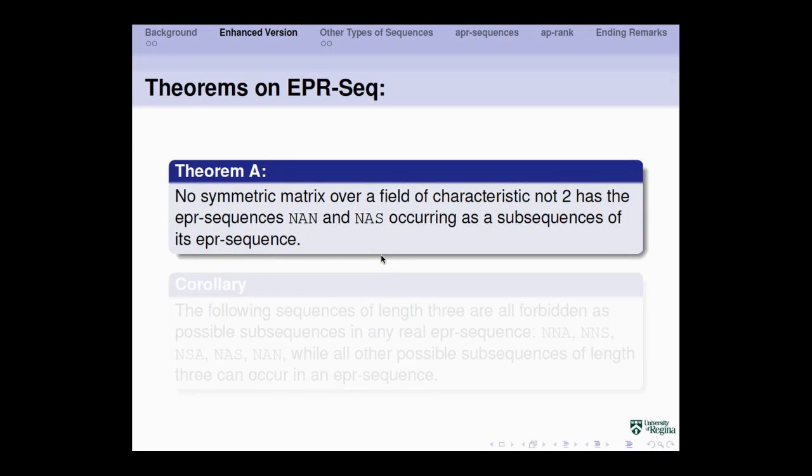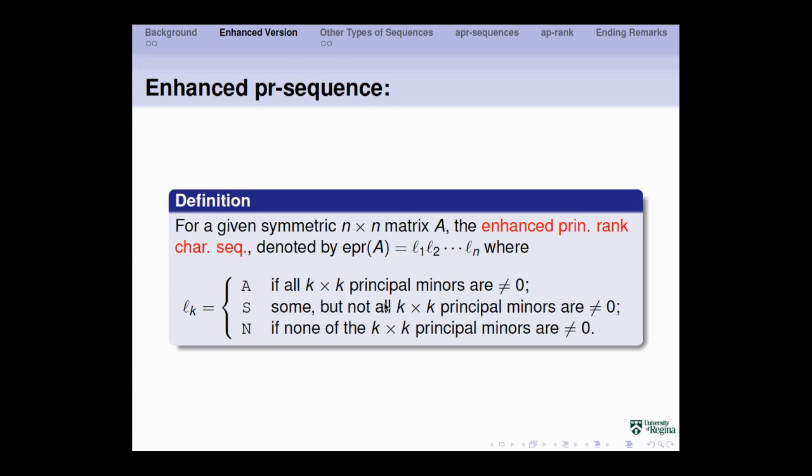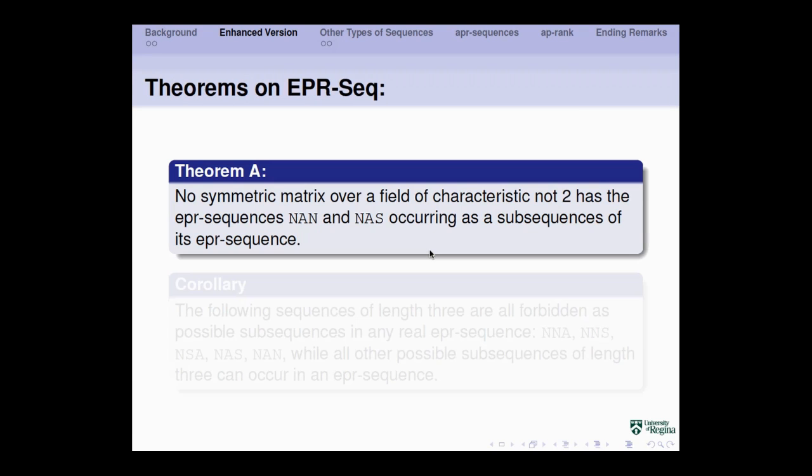And so here are some of these facts. What we've gotten into is looking at pattern avoidance or forbidden submatrices. So as long as you avoid the field of characteristic 2, these two words of length 3 are not allowed to occur as a subsequence in contiguous form in the enhanced principal rank sequence of any symmetric matrix. So you're not allowed to see these two subwords in there. So if you're going to solve this problem, in this sequence you're not allowed to put NaN anywhere, or NaS and so forth.